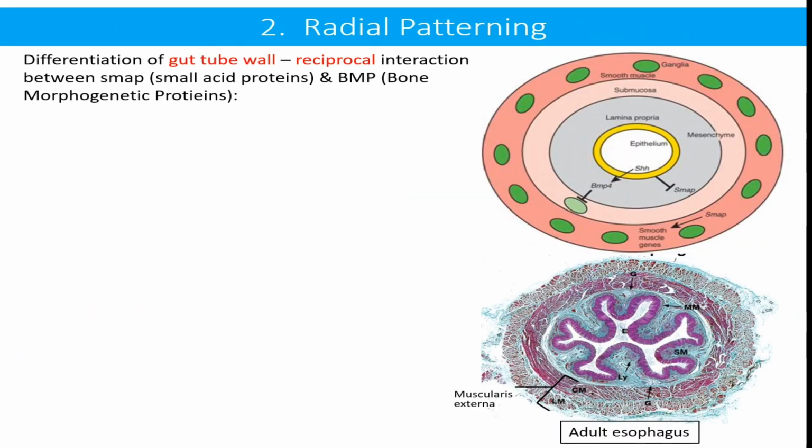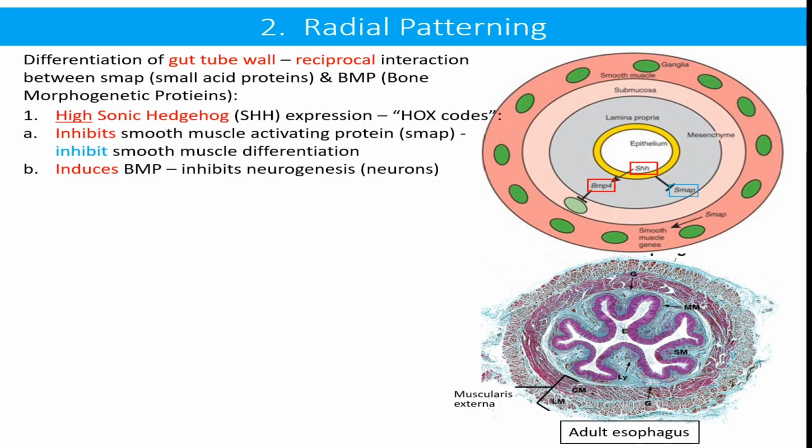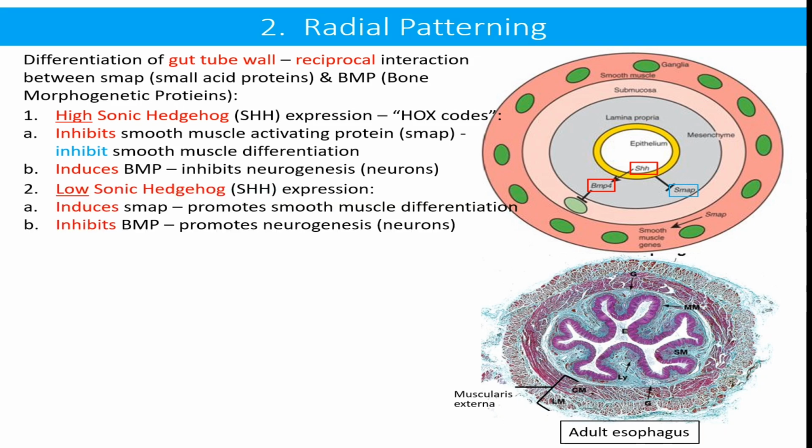In radial wall patterning, the gut tube wall differentiation occurs under the influence of reciprocal interaction between sonic hedgehog proteins and bone morphogenetic proteins. High expression of SHH leads to certain Hox codes, which, number one, inhibit smooth muscle activating protein, which in turn inhibits smooth muscle differentiation. These codes also induce BMP, which inhibits neurogenesis. Low expression of SHH induces sonic hedgehog proteins which promote smooth muscle differentiation and inhibit bone morphogenetic proteins which promote neurogenesis.